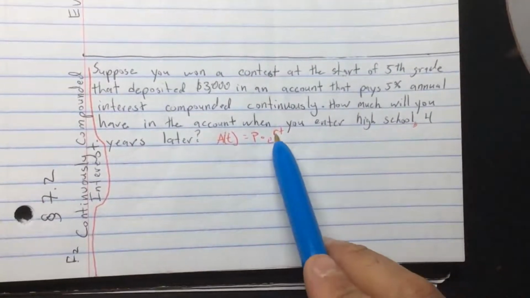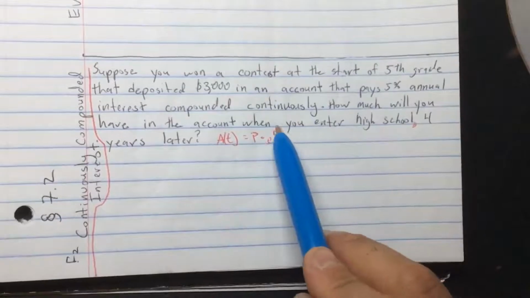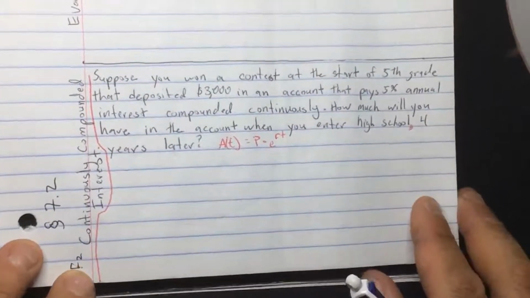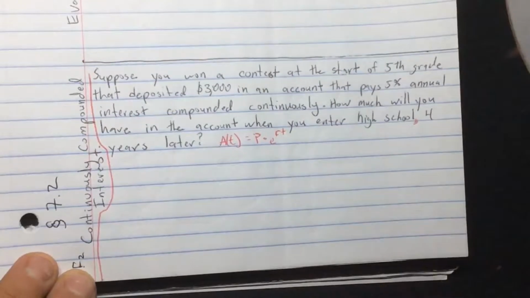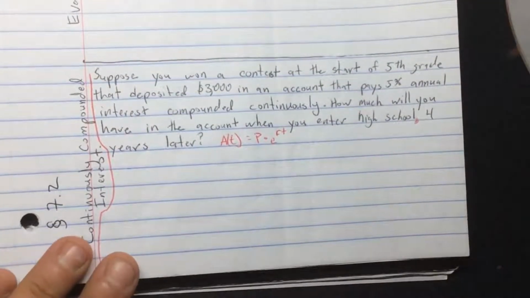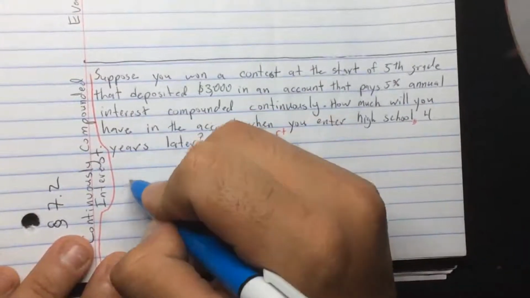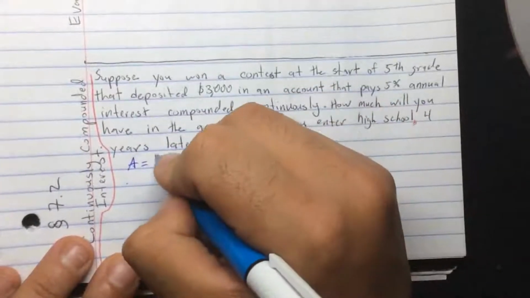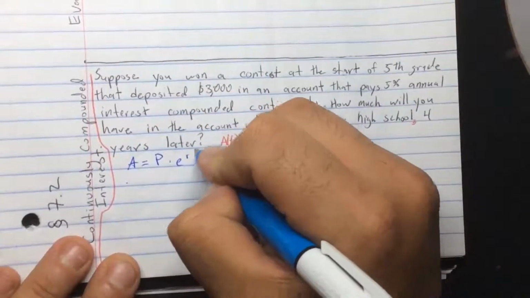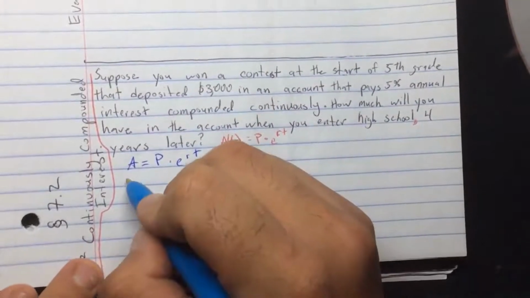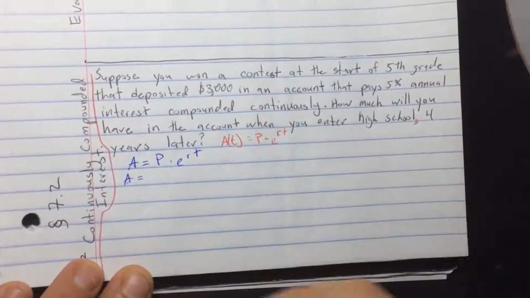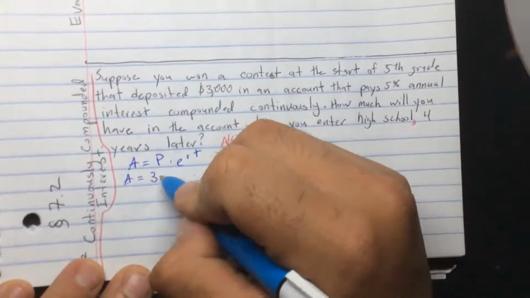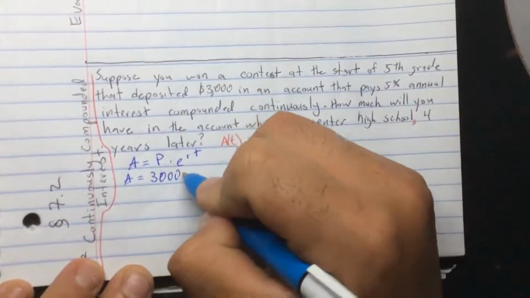So we're going to go ahead and set this up. Once again, we have our A equal to P times e to the rt. Our A is still going to be a mystery because that's what we're solving for. It's going to be equal to our principal, which is 3,000, times our e, because the e is not going to change, but our rate is.